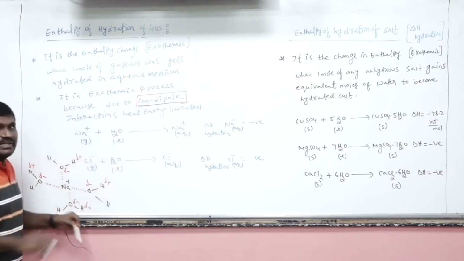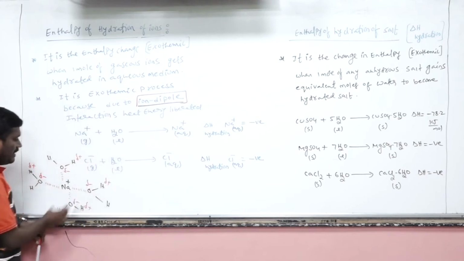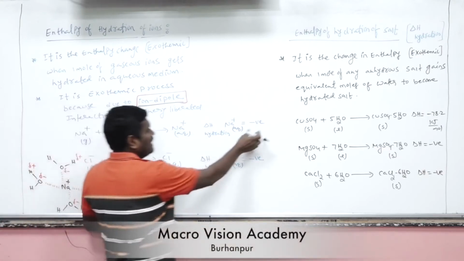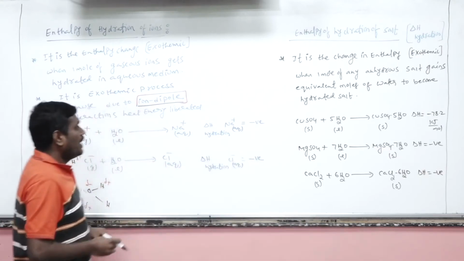We know bond formation is exothermic. So there is a bond formation, meaning an attractive force is there. Due to attractions, a certain amount of heat energy is released. That is the enthalpy of hydration.